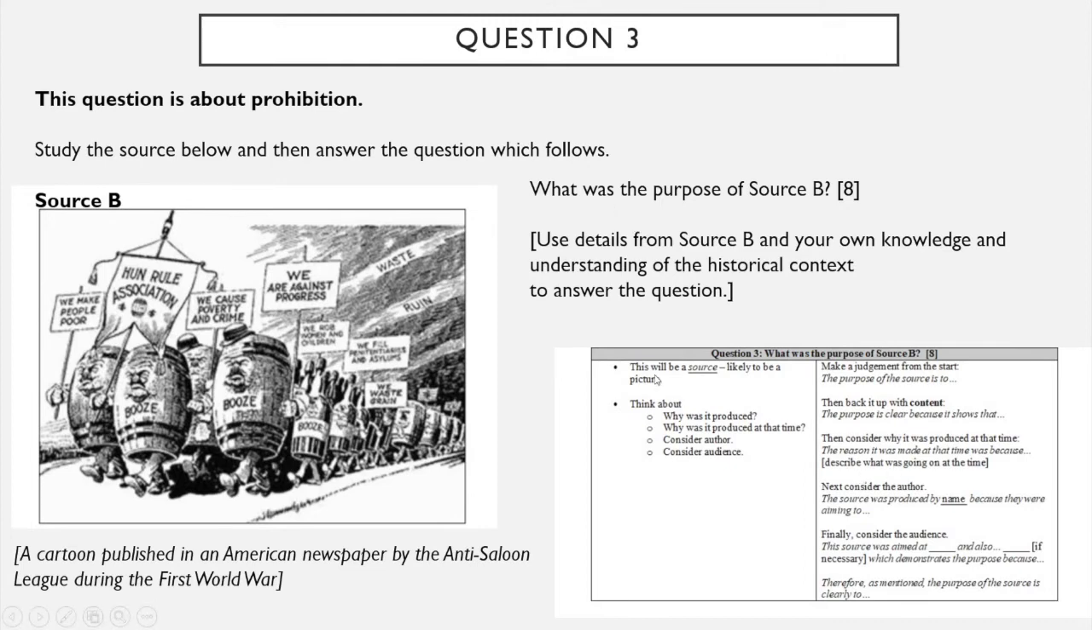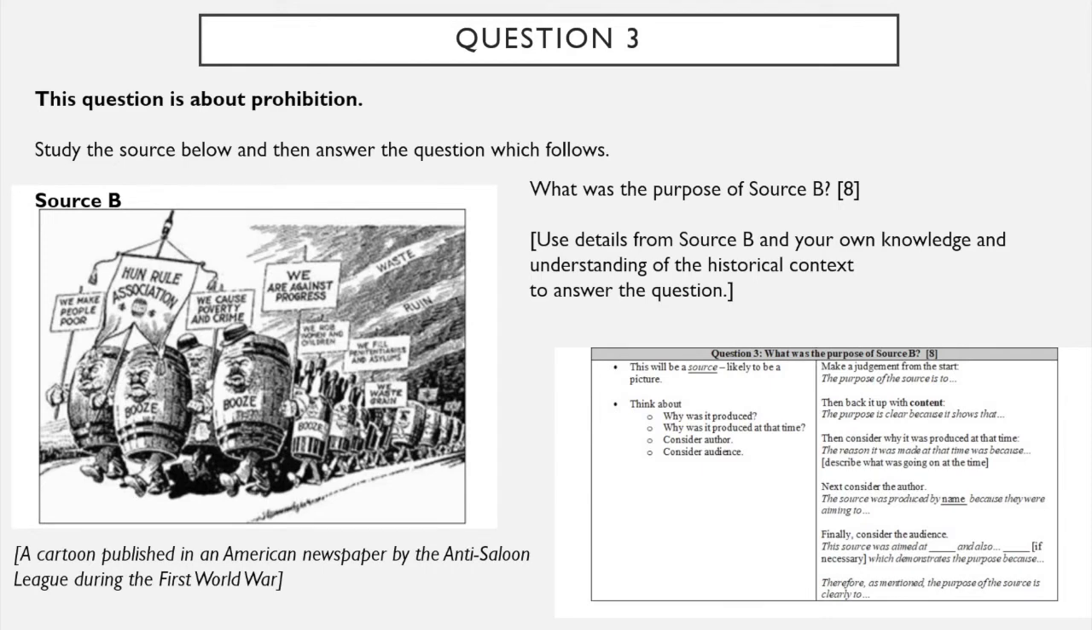I like to think with this one, it's data without the T. Okay, so date, author, audience. So this is a cartoon published by an American newspaper by the Anti-Saloon League during the First World War. Now, what we need here is, why was it produced? Why was it produced at the time, the author and the audience?